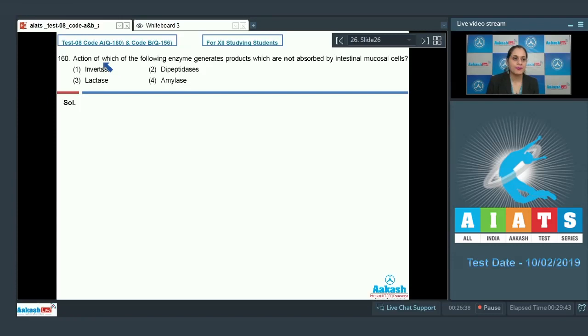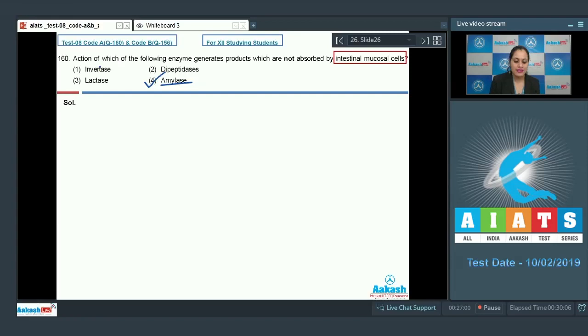Question number 160. Action of which of the following enzyme generates products which are not absorbed by intestinal mucosal cells? And the options are invertase, dipeptidases, lactase and amylase. And the correct answer to this question is option number 4, amylase.